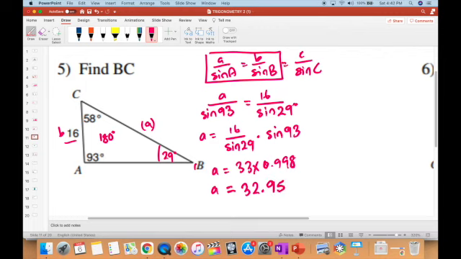Scotia, how do you feel? I'm okay. You're okay with it? Did you see how I chose what to use? Yeah, I chose to do this one too. So where did you go wrong?